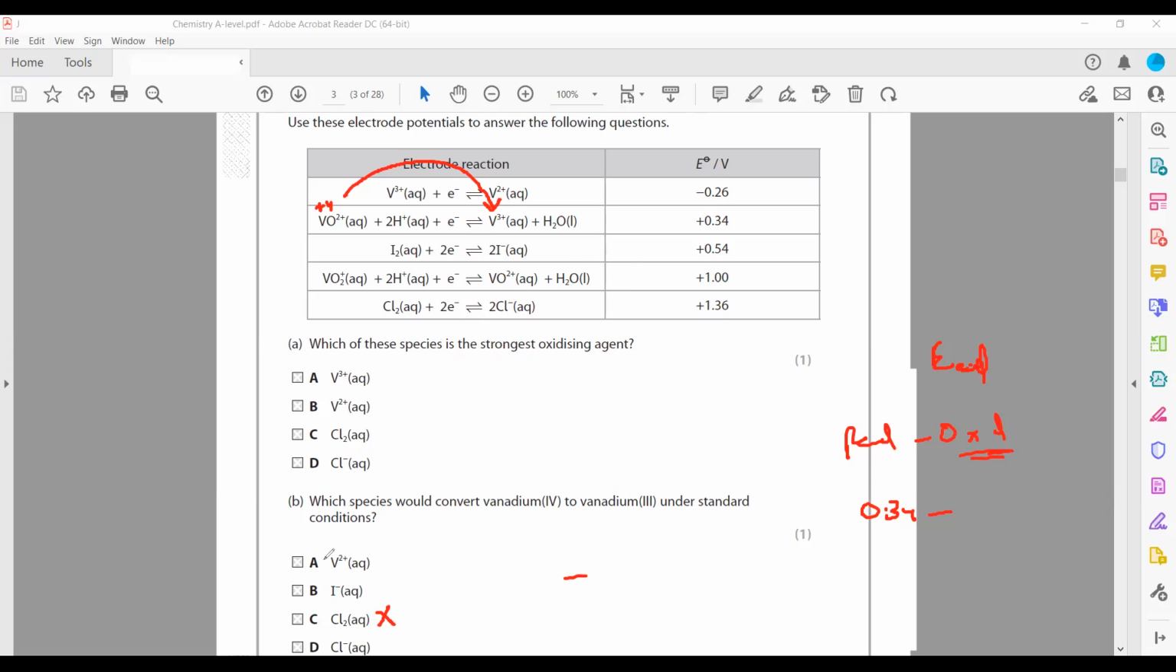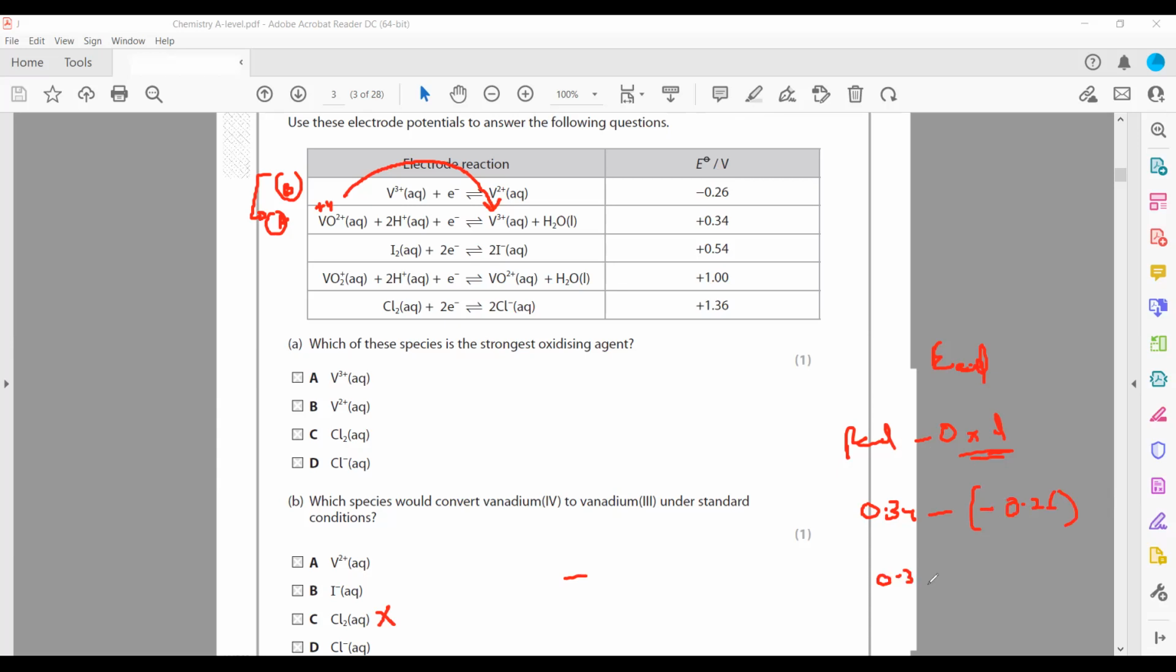So when we check the options, the first one is V plus 2, because vanadium plus 3, like this is the first equation. If we say this is A and this one is B, and there is a reaction between them, the one with the higher potential is where reduction happens, minus the oxidation. So when we write the oxidation, it will be minus 0.26.